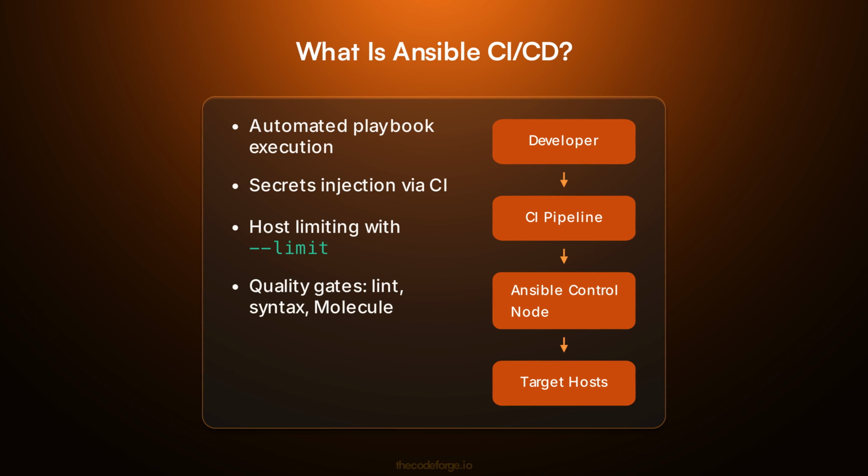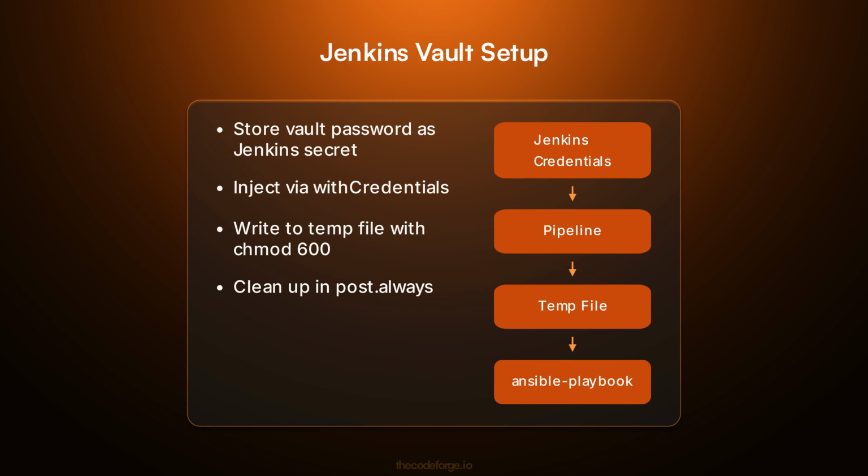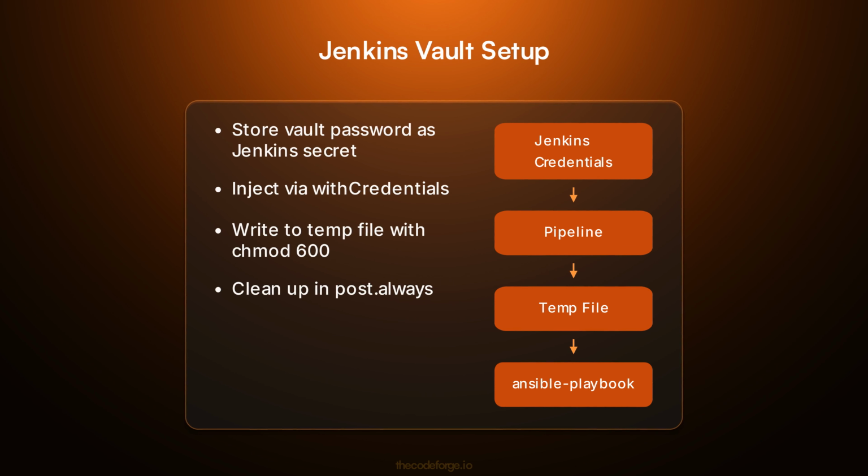Ansible CI/CD integrates playbook execution into automated pipelines. It handles secrets injection, host selection, and quality gates before touching production. In Jenkins, use the declarative pipeline with an sh step. Store vault passwords as secret text and inject them via withCredentials.